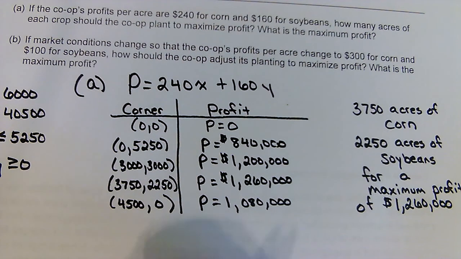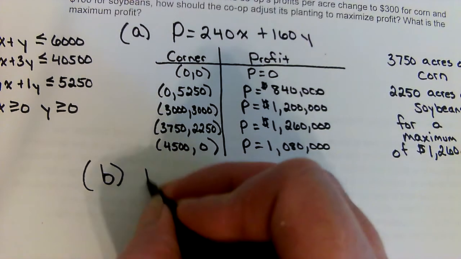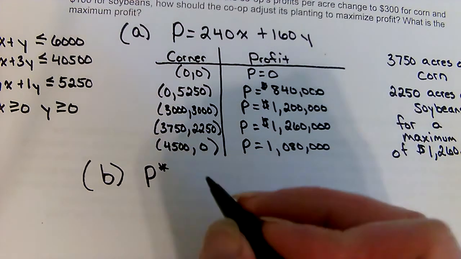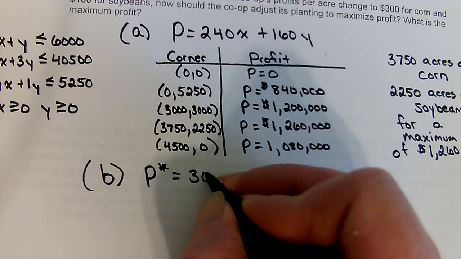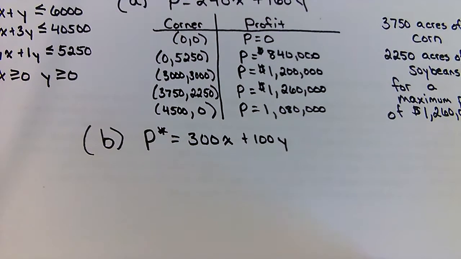Now, part B says if market conditions change so that the co-op's profits per acre change to $300 for corn and $100 for soybeans, how should the co-op adjust its planting to maximize profit? So in other words, we're trying to see if that changes anything. So we would make a new table, and we have a new profit equation. I'll just do like a P with a star. Okay. It says it's going to be $300 for corn and $100 for soybeans.